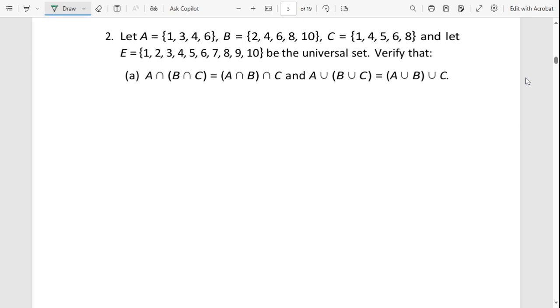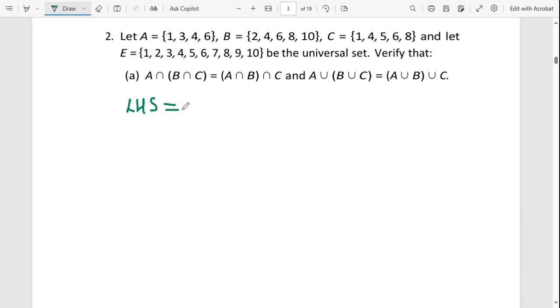Question 2 is saying, let A be that set, B that set, C that set, and then the universal set also. And then verify. So we want to verify. The first one here is the associative law. Want to verify A intersection B intersection C being equal to A intersection B, then intersection C. So what we'll do is we'll start, this is the left hand side, this is the right hand side. So let's start with the left hand side.